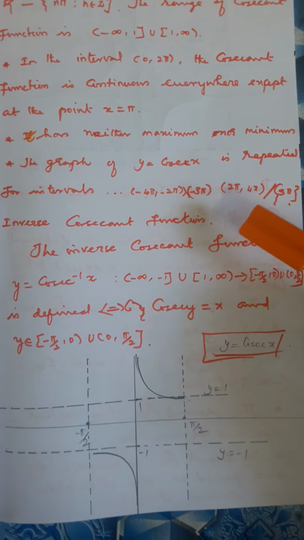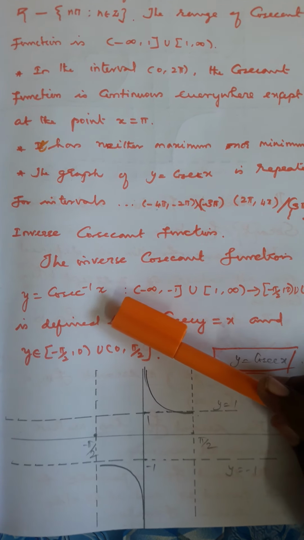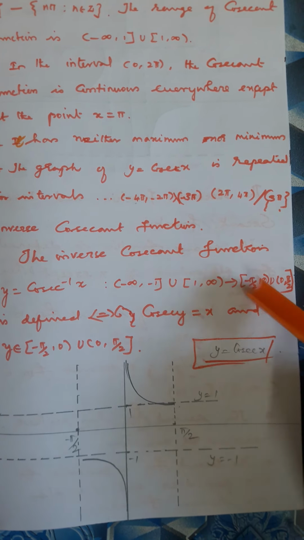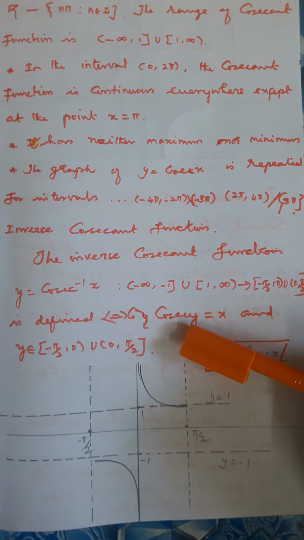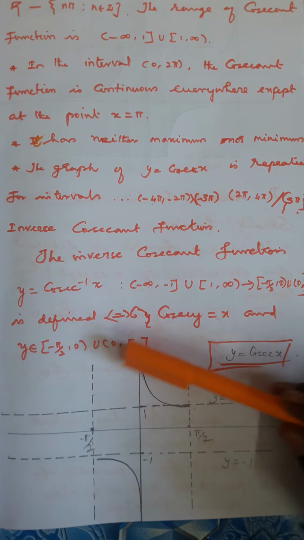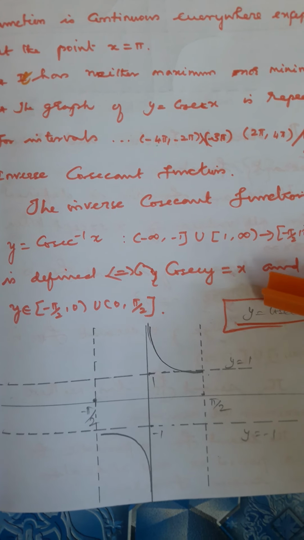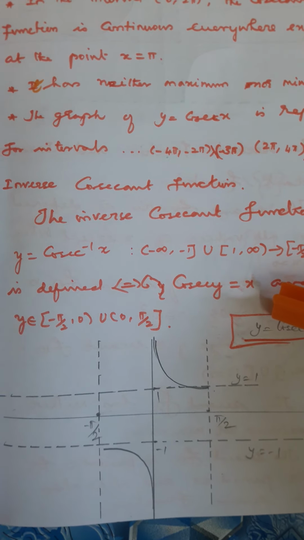Now, the inverse cosecant function, how to define it? The inverse cosecant function y equal to cosecant inverse x: the range here becomes the domain and the domain here becomes the range. It is defined as cosecant y equal to x, and y belongs to the interval. So the graph again will come as the opposite of your cosecant x.